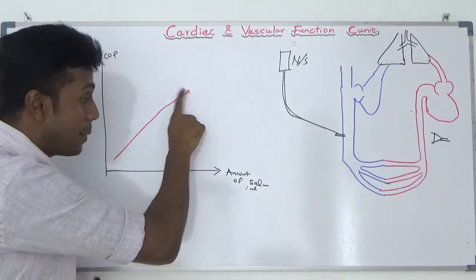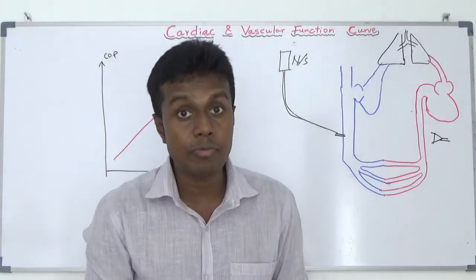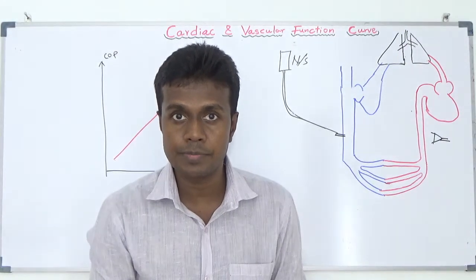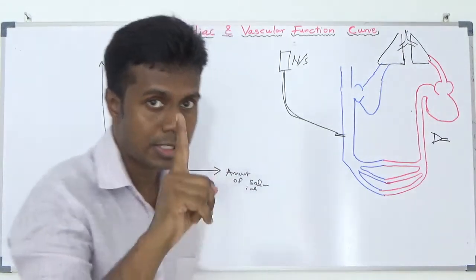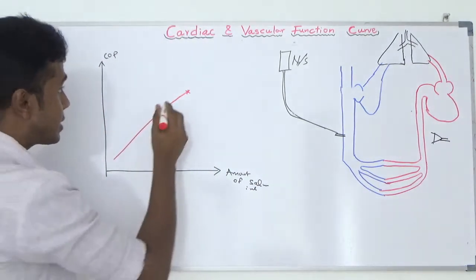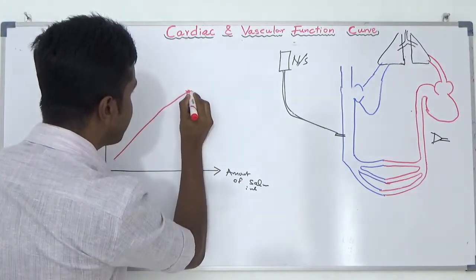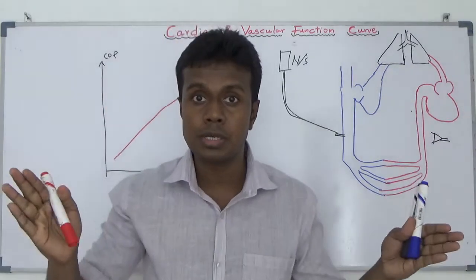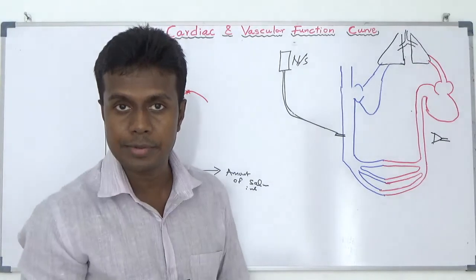Once this curve comes into this point, even though I increase the normal saline infusion, cardiac output going to be reduced gradually. Can it happen? Yes, it happens. I will explain how. Once it comes into this point, when I increase the amount of saline, heart going to be enlarged too much because of the saline infusion. My heart going to fail.